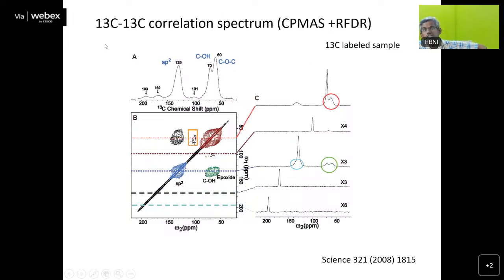So here we do a C13 correlation spectrum. You cannot do a correlation spectrum simply because, first of all, unlike phosphorus, C13 abundance is very, very small. So we need to enrich the sample. Carbon 13 has to be enriched.